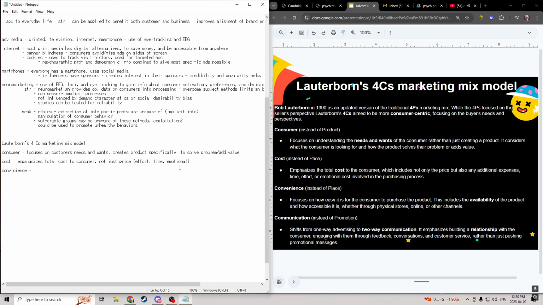Place focuses on how easy it is for the consumer to purchase the product. Ease of purchase for consumer. How accessible it is, availability and accessibility. That is one hell of a word to write.